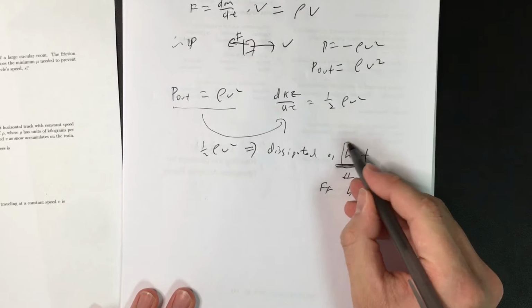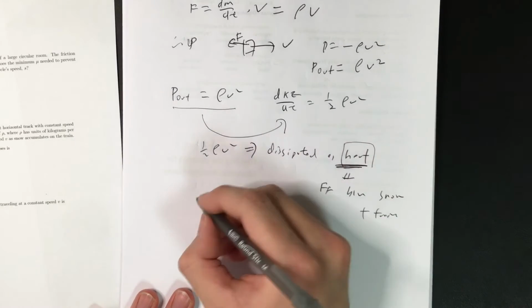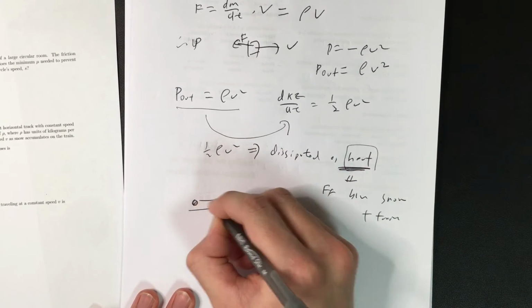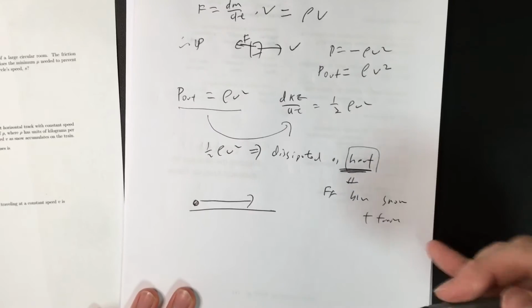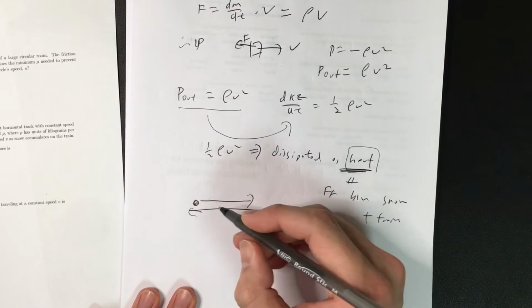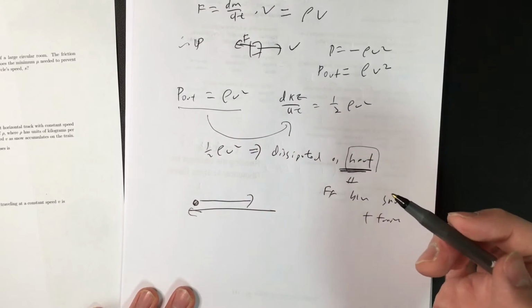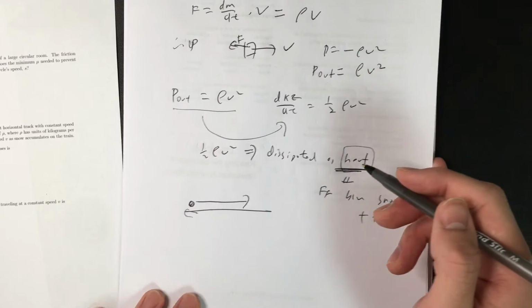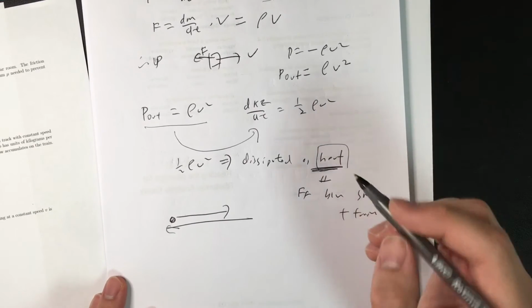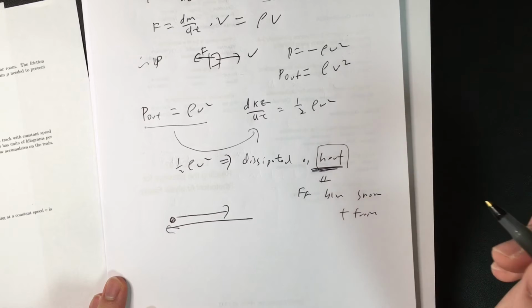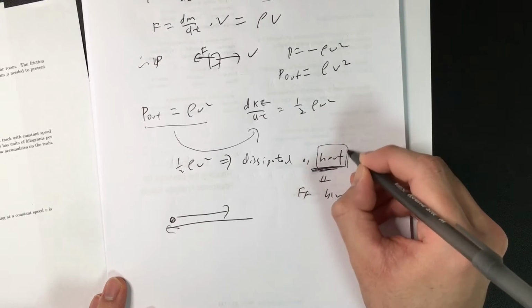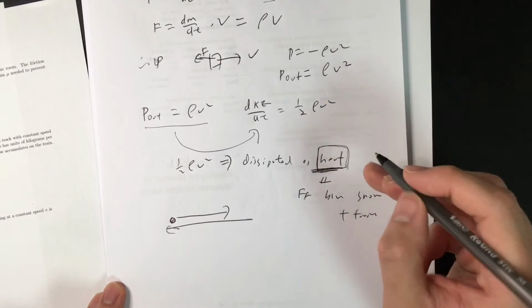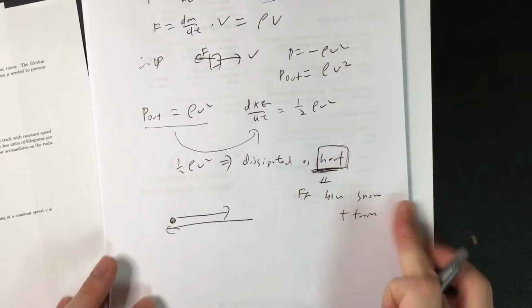Now, the reason why I'm saying this is heat is that for an object that moves on a surface with friction, energy is lost from the work done by the friction, and that energy is lost in the form of heat. And in this case, the collision of the snow particle with the train surface is going to dissipate the energy from the engine as heat.